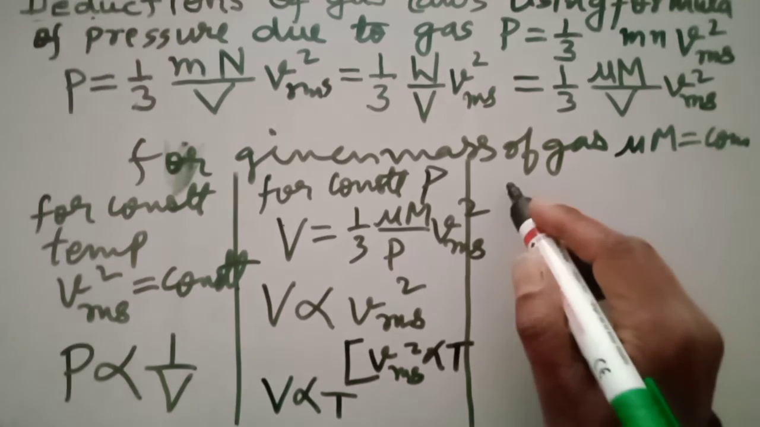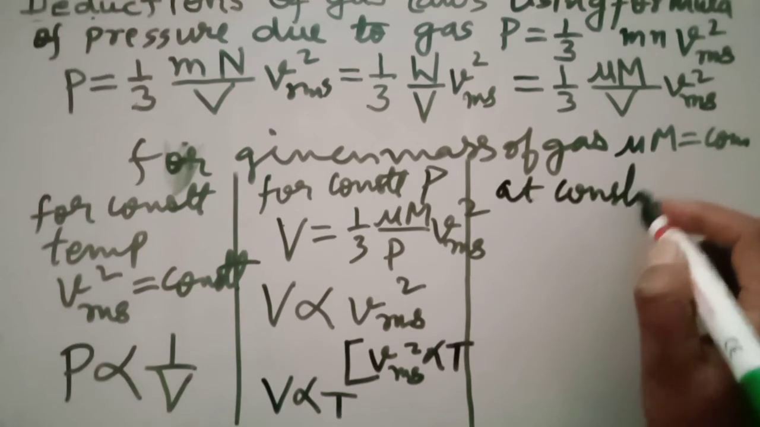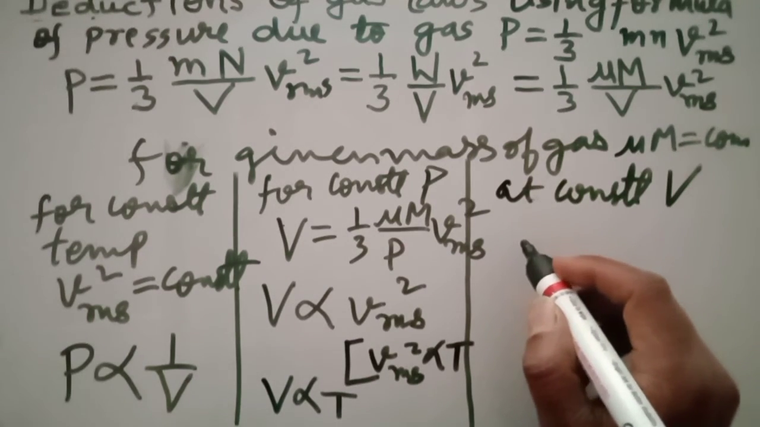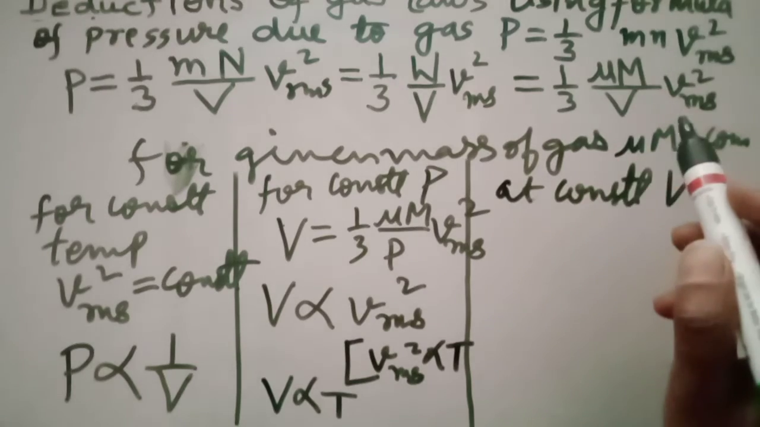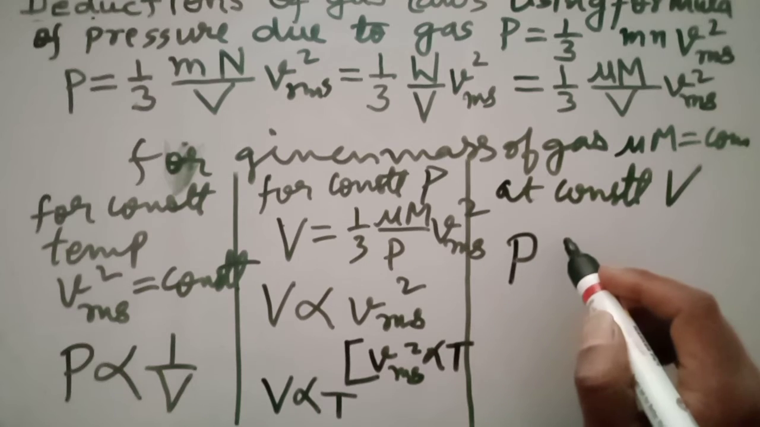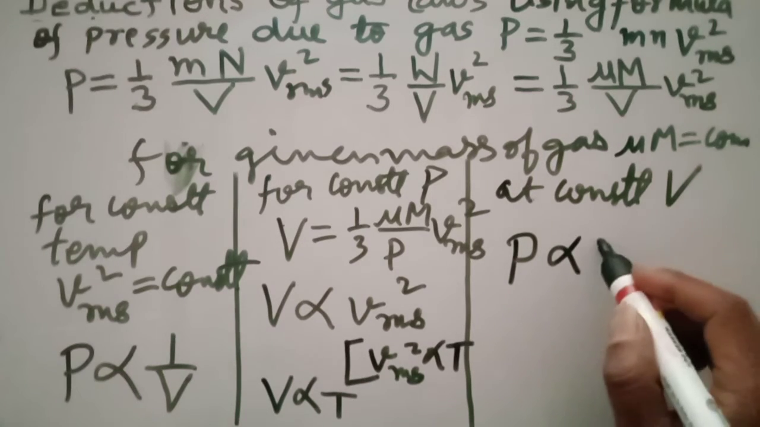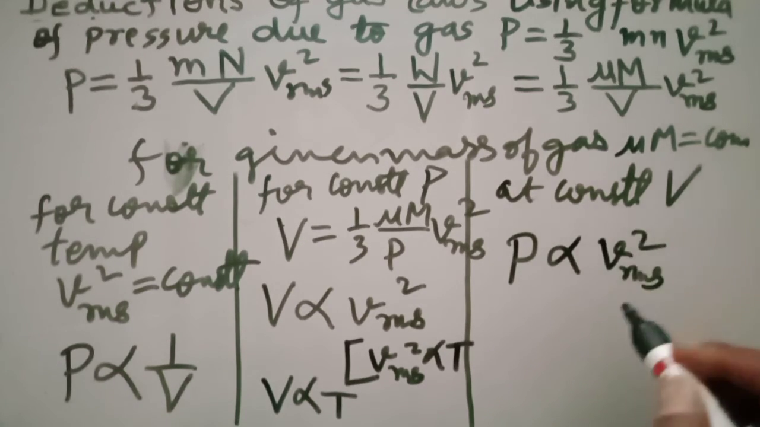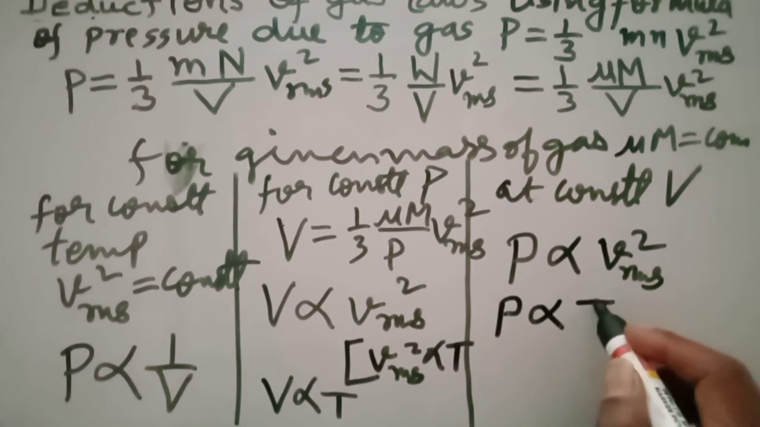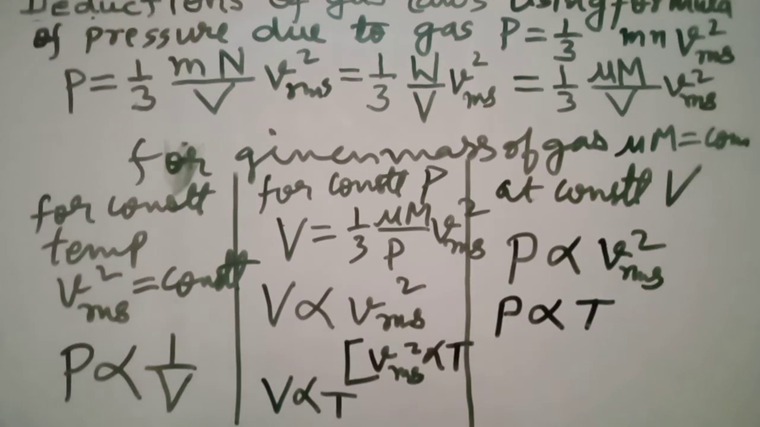So at constant volume, it is quite evident that for given mass, this is constant, and we know that this Vrms square is proportional to T. First we will have this pressure is directly proportional to Vrms square. Why? Because volume is constant. And because of this argument, we can write P is directly proportional to T. So this is how these gas laws can be explained on the basis of kinetic theory.